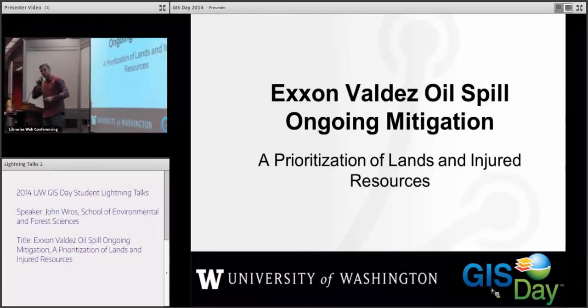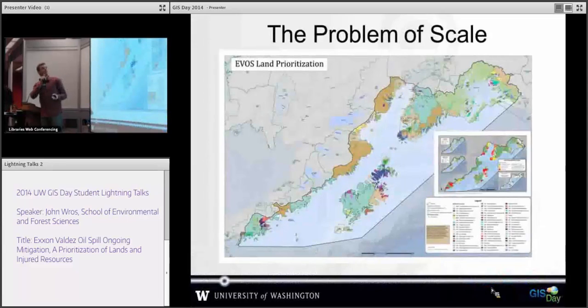So 25 years later, we're still remediating for the 250,000 barrels of crude spilled into the Gulf of Alaska. And the system will never fully recover. But ongoing efforts are to identify and protect lands that are going to optimize the work that we've already put into restoration.